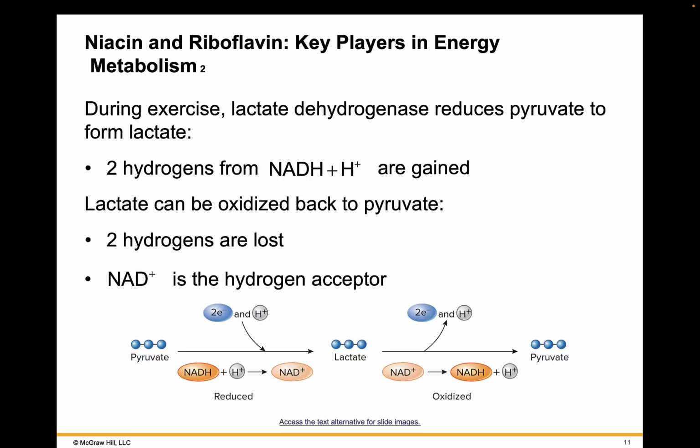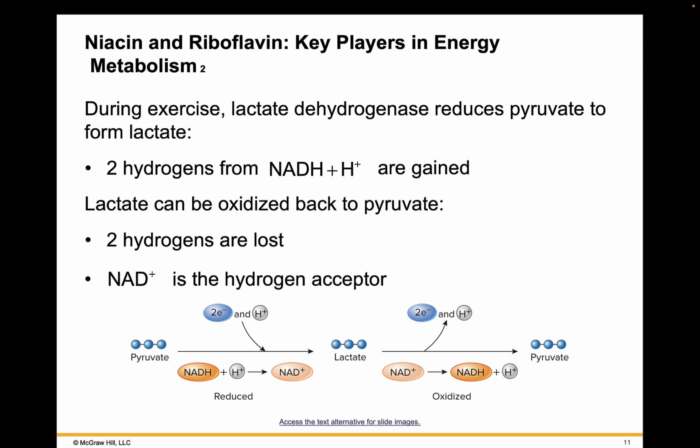Now, during exercise, lactate dehydrogenase reduces pyruvate to form lactate. Now, this is really important. So we are now looking at a process that takes place when oxygen is not available to produce ATP within the mitochondria. Two hydrogens from NADH and a hydrogen ion are gained. Lactate can actually be oxidized back to pyruvate. Two hydrogens are lost. NAD plus will be the hydrogen acceptor, and what we'll see later is that this is a way of keeping the generation of ATP going.